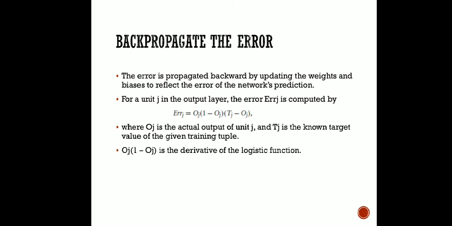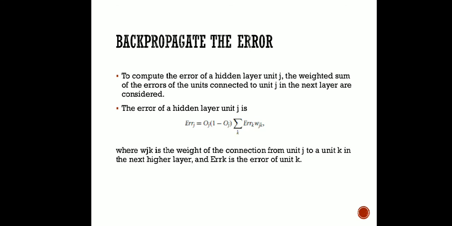So if we subtract the value my model is generating from the original value, we can find out the difference. And Oj multiplied by 1 minus Oj is the derivative of the logistic function. Okay, so if you find the derivative of the logistic function Oj, you will get this one. In this fashion, using this formula, the error is calculated. So remember this is the error ERRj.